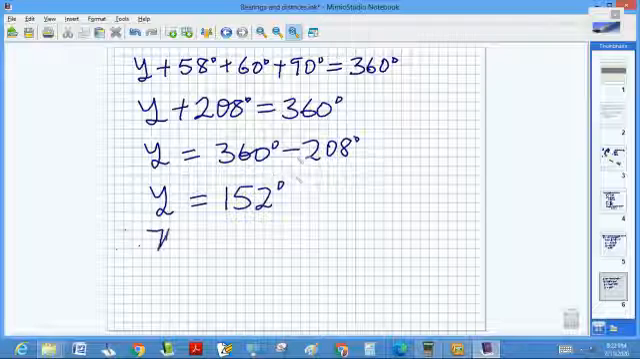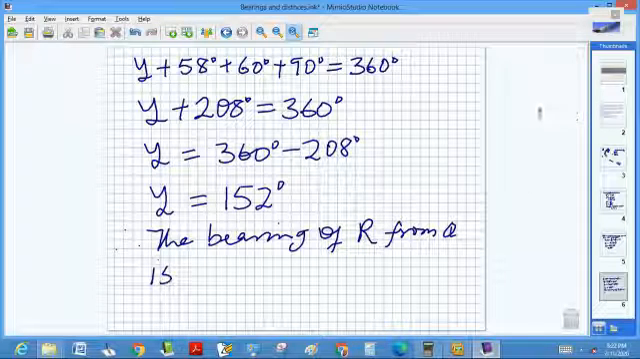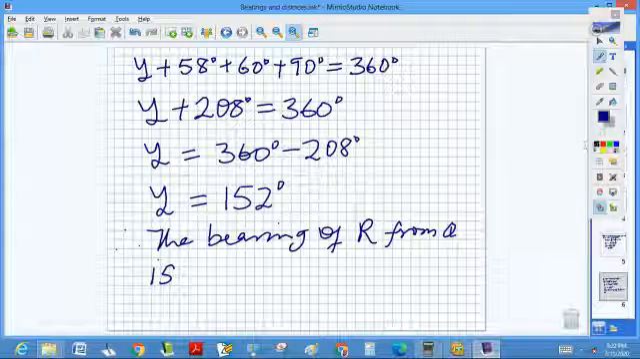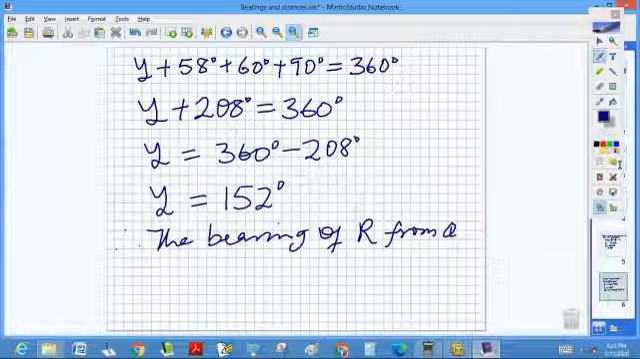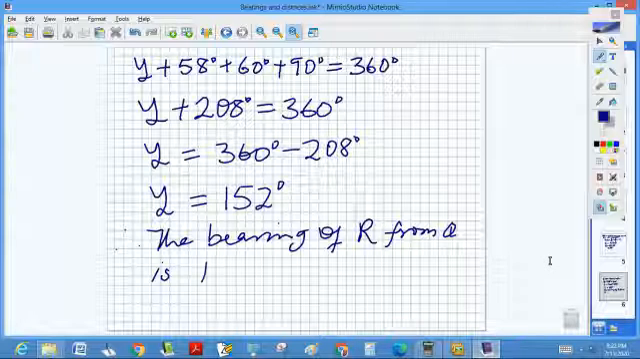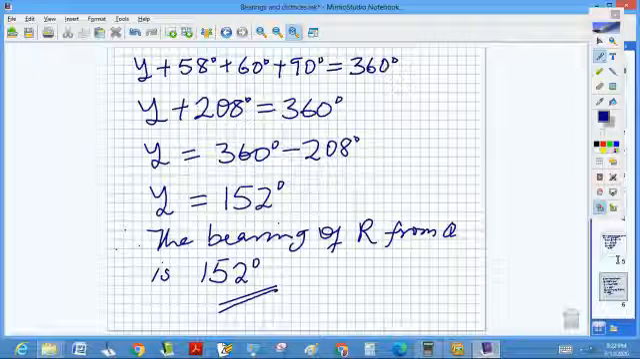Therefore, the bearing of R from Q is 152 degrees. So that is the answer to that.